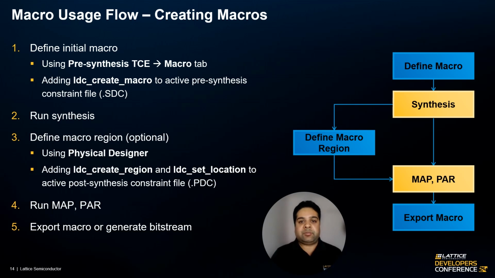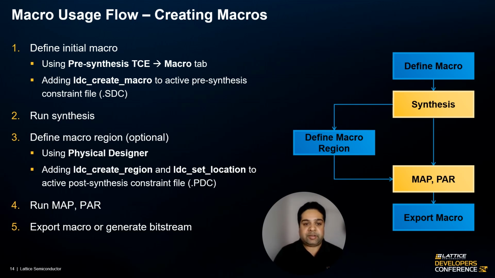Here's a step-by-step guide on how to create macros. The first step is to define the initial macro. The initial macro can be defined using the pre-synthesis timing constraint editor by navigating to the macro tab. Once you are here in the timing constraint editor, add the LDC create macro command to the active pre-synthesis constraint file.